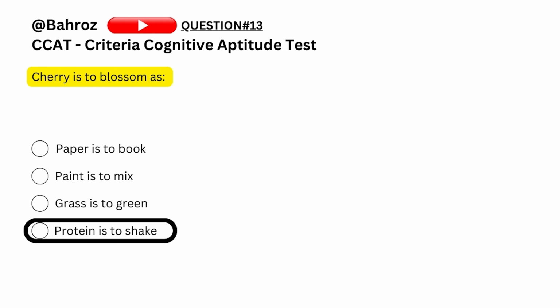Question number 13. Cherry is to blossom as paper is to book, paint is to mix, grass is to green, protein is to shake. Now the analogy we are looking at here is based on natural transformation or product. Cherry is to blossom refers to something naturally producing or resulting in another form. Using this reasoning, protein is to shake would be the most fitting option, as protein, often in powder form, is commonly transformed into or used to make, let's say, a shake, just as cherry transforms into blossom.